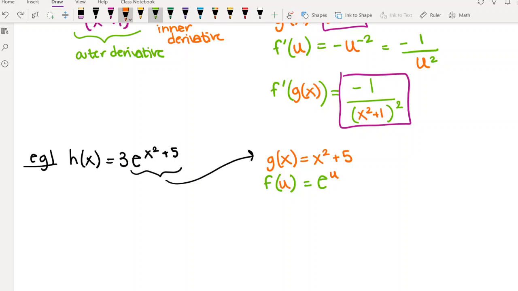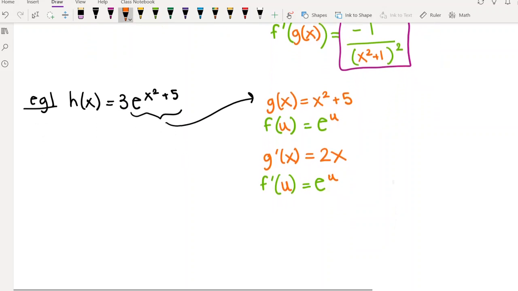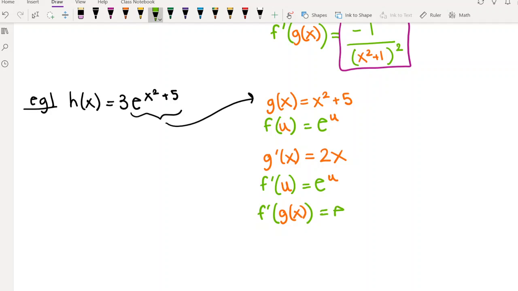Okay, so what are our derivatives here? Well, the derivative of the inside function is going to be 2x. And the derivative of the outside function, the derivative of e to the u, is just e to the u again. And so when we plug in our original inside function, we're going to see this repetition happen. So f prime of g of x means that instead of putting this u here, we're going to put our original inside function, x squared plus 5.